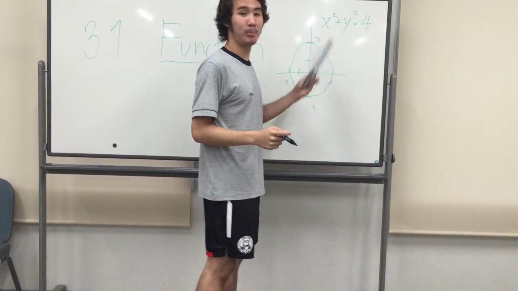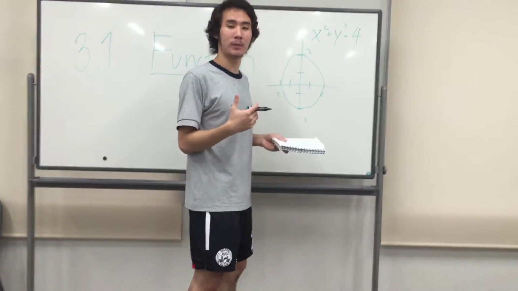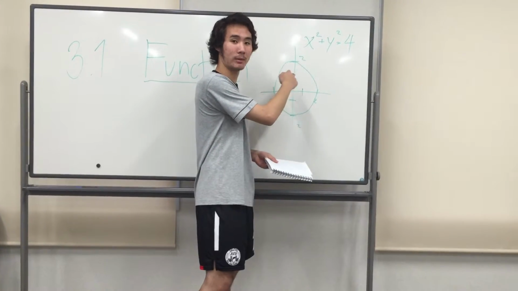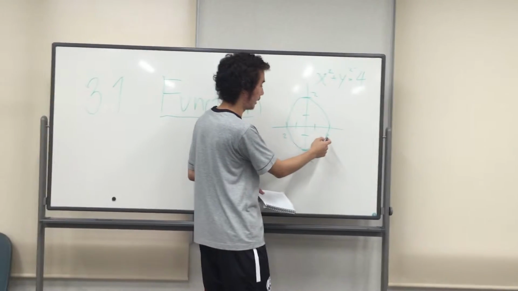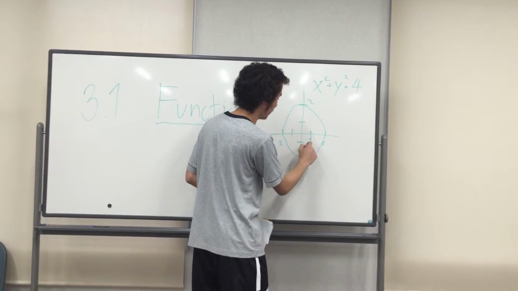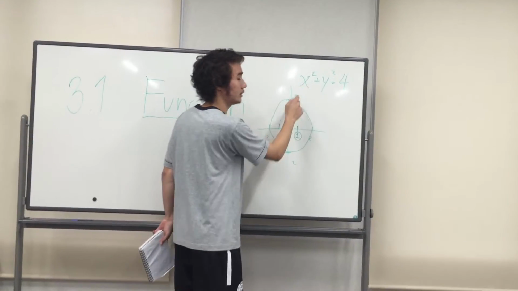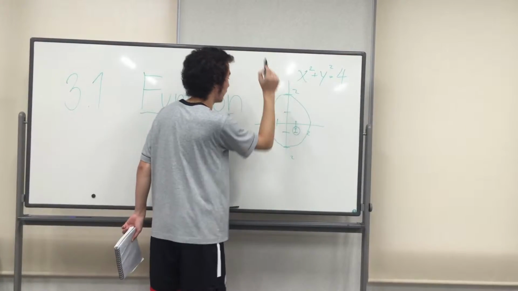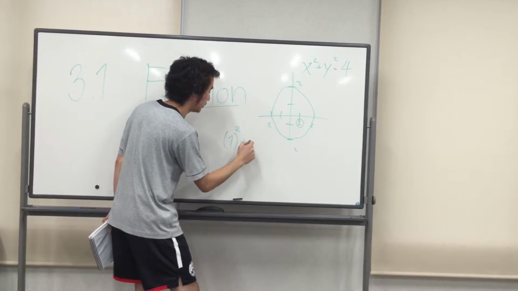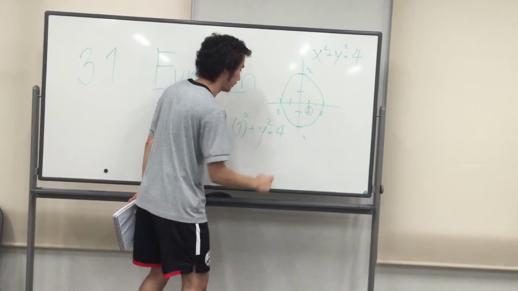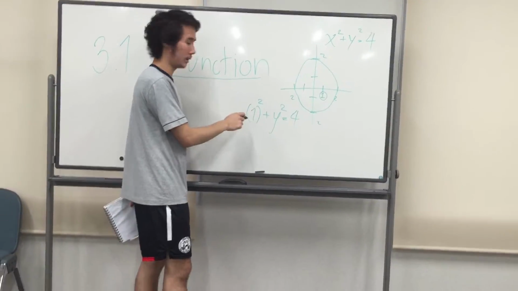Next, let's find the output and the input of this function. First, if I want to find the output, I need to find the input of this function, right? This graph, I have the function already. So let's see, this is 2. I choose 1. Let's plug it in. 1 plugged inside, so it's 1 squared plus y squared equals 4. I plugged it in already. Solve it. It's so easy.